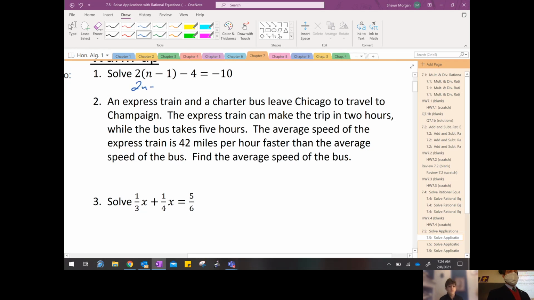All right, so you got 2n minus 2 minus 4 equals 10. And then? All right, so negative 6. Add 6 to both sides. Oh, it was negative 10. Thank you. Somebody yelled that out.